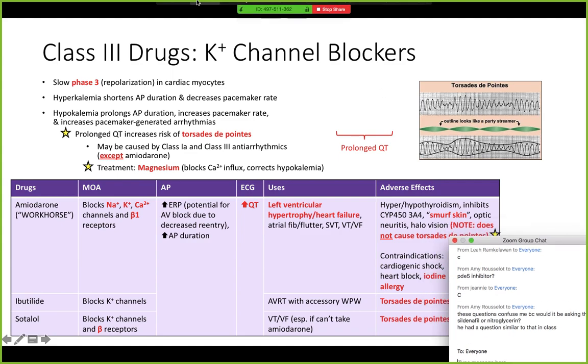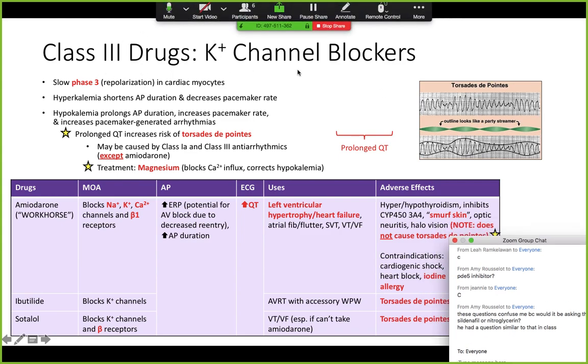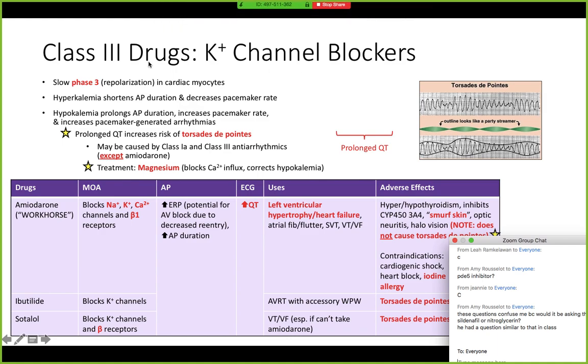Okay, so your class 3 drugs are your potassium channel blockers. Potassium channel blockers are going to slow phase 3 in the cardiac myocytes. All of your class 3 drugs are going to prolong the QT interval. And so anytime you see a prolonged QT interval, this is going to increase your risk for torsades. That's with class 1A and class 3, with the exception of amiodarone.